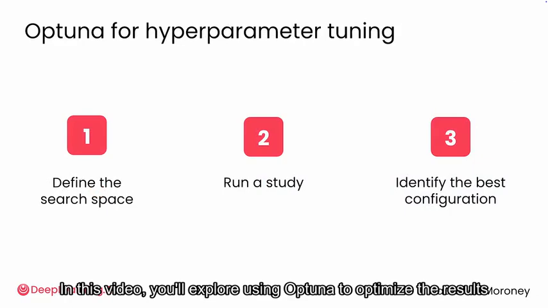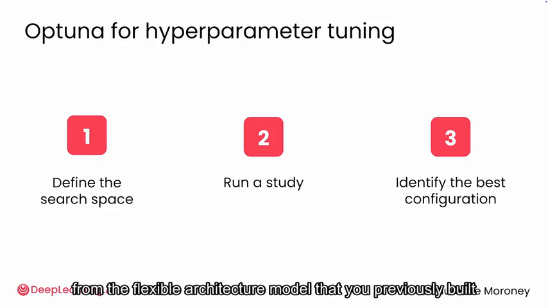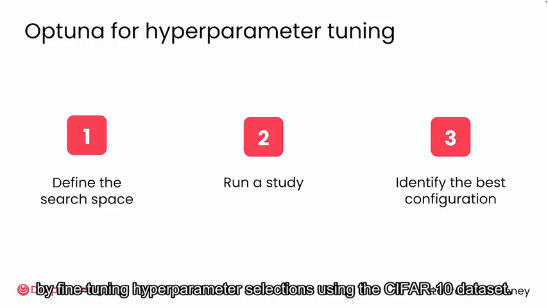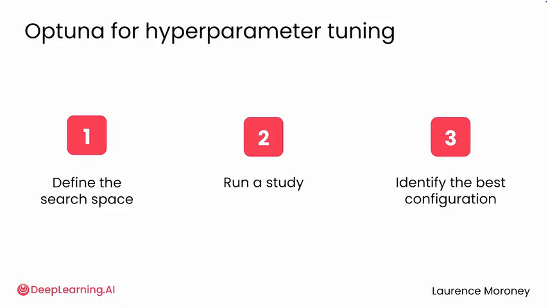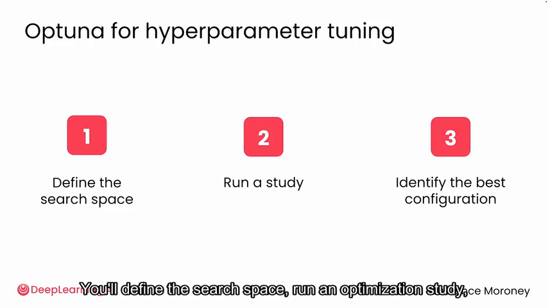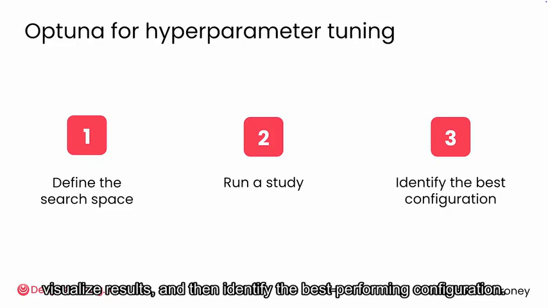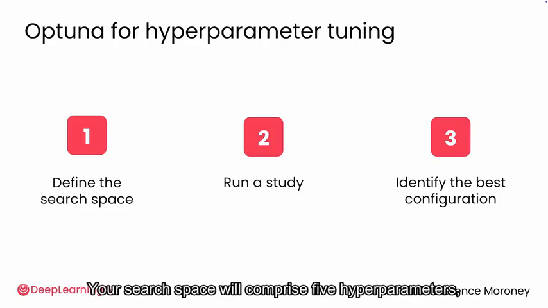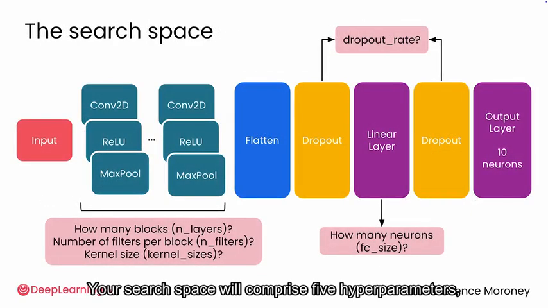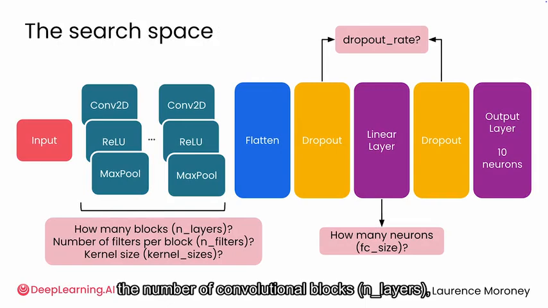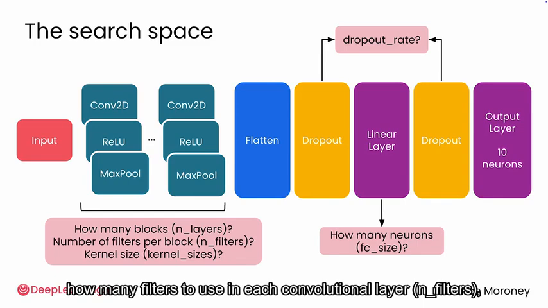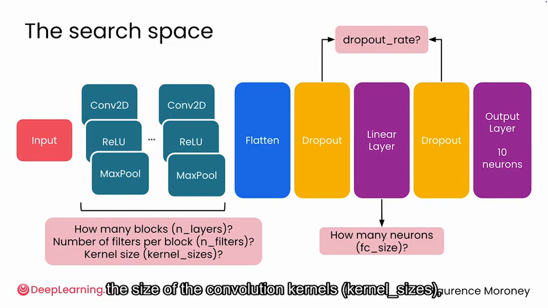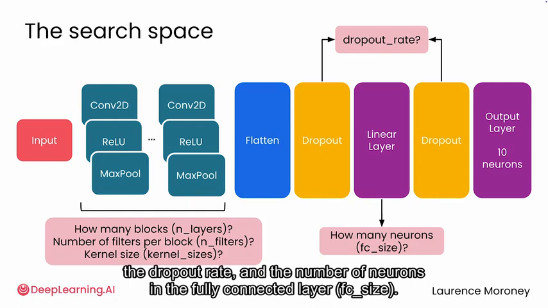In this video, you'll explore using Optuna to optimize the results from the flexible architecture model that you previously built by fine-tuning hyperparameter selections using the CIFAR-10 dataset. You'll define the search space, run an optimization study, visualize results, and then identify the best performing configuration. Your search space will comprise 5 hyperparameters: the number of convolutional blocks, n layers, how many filters to use in each convolutional layer, n filters, the size of the convolution kernels, kernel sizes, the dropout rate, and the number of neurons in the fully connected layer, FC size.